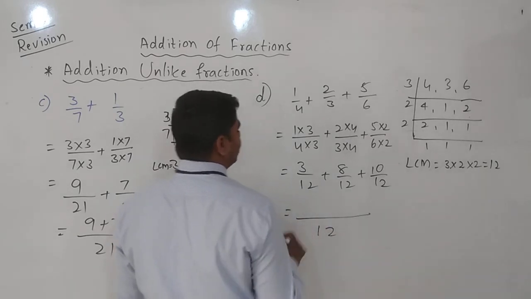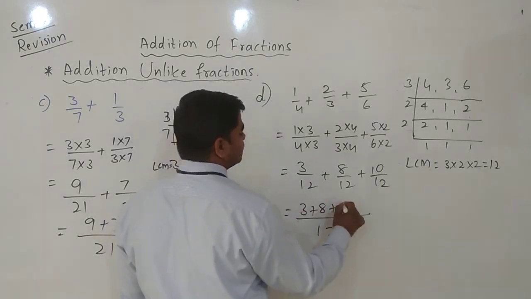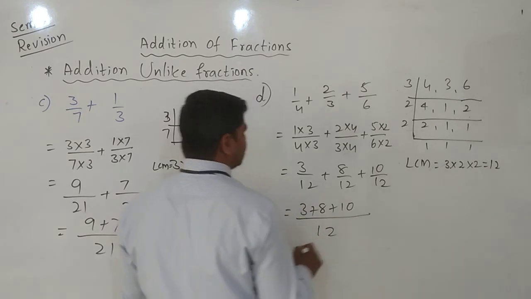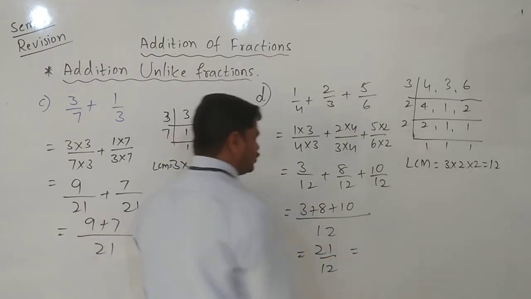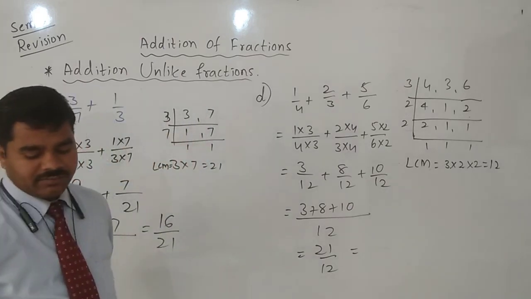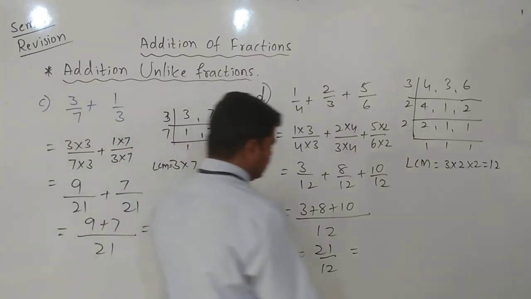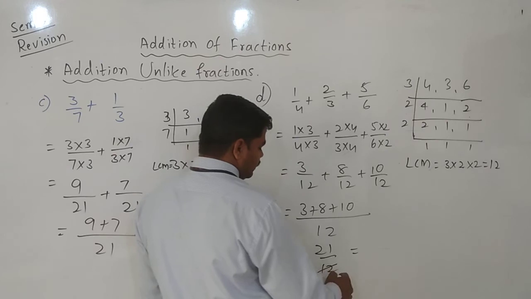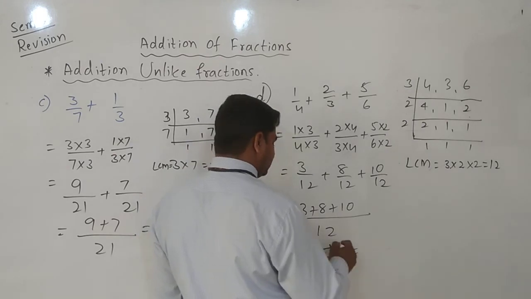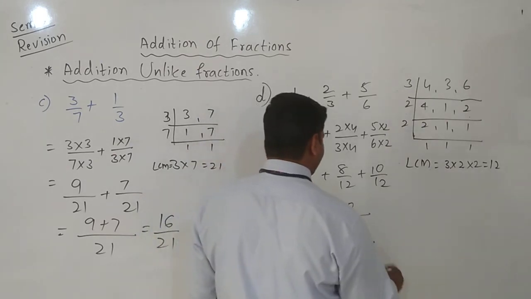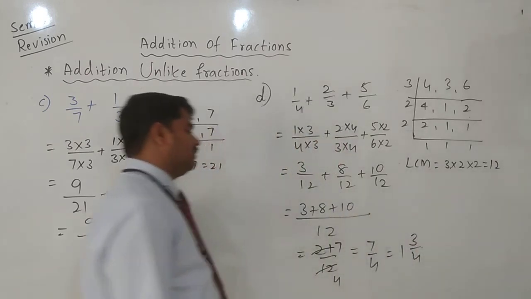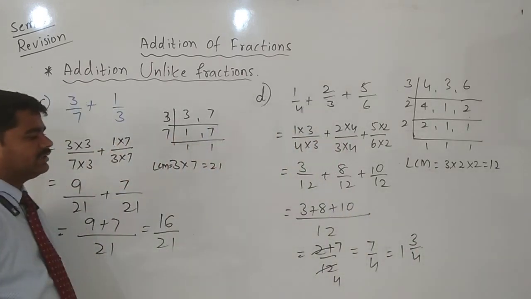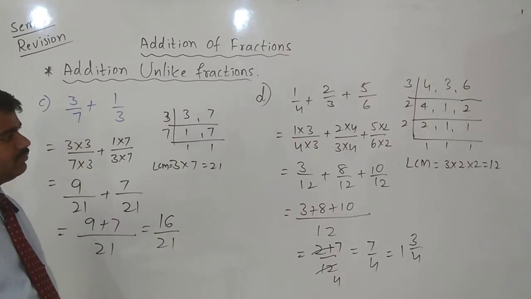Now 12 is the common denominator. 3 plus 8 plus 10. What is 3 plus 8? 11. 11 plus 10, 21 by 12. Reduce to its lowest term, 21 by 12. We can write it as 7 by 4, which is 1 integer 3 by 4. One integer 3 by 4 is the answer.